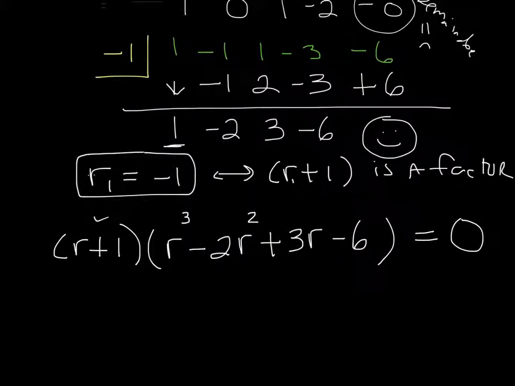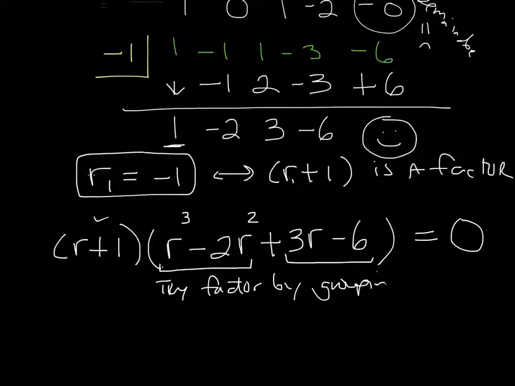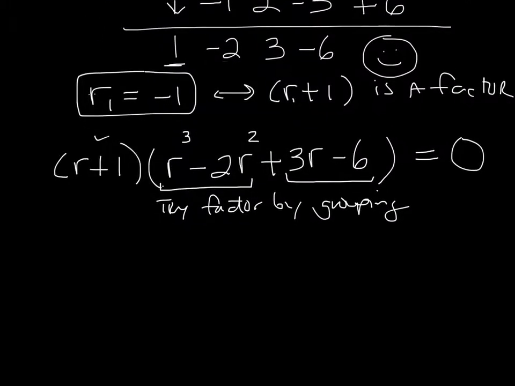And I'm noticing that I know I can factor an r here, and I can factor a 3 here. So I'm going to try factor by grouping, right? And from algebra, factor by grouping, remember, is if you have 4 terms, and if you can factor a GCF from each 2 terms, it's called factor by grouping because you're grouping the terms.